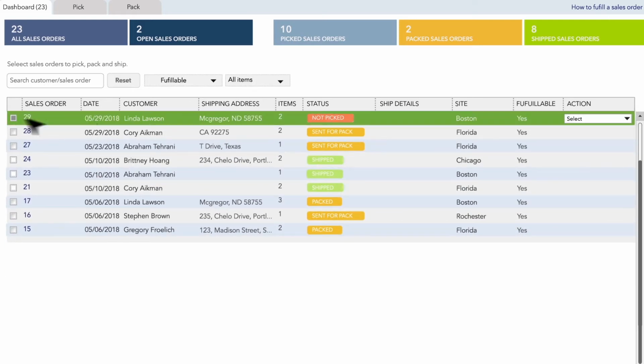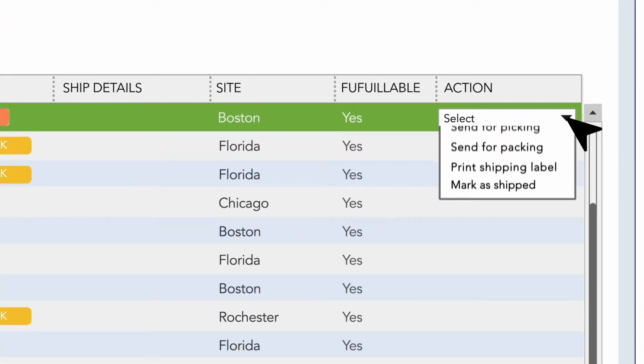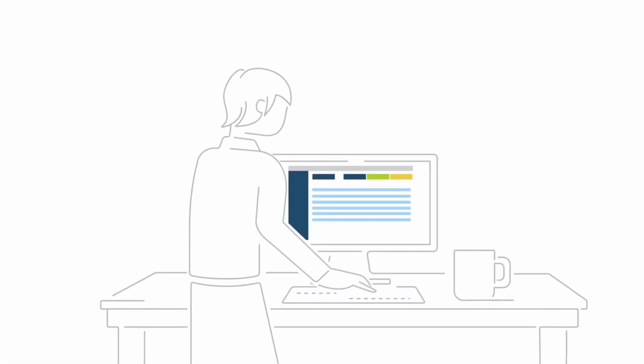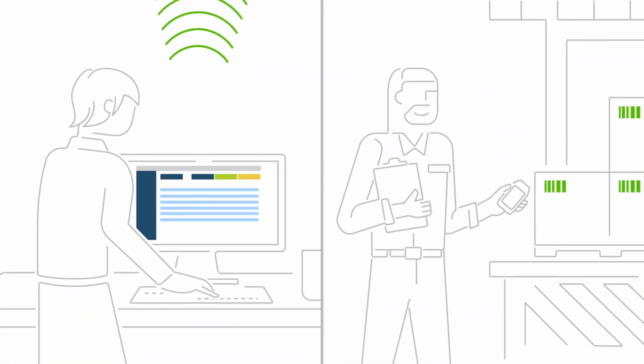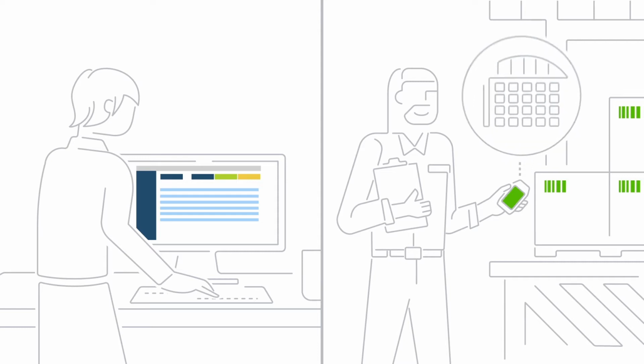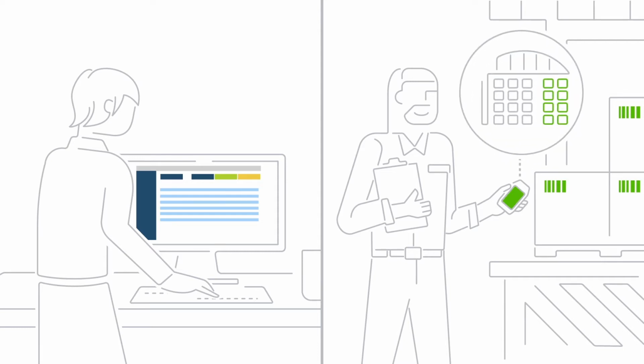Once you identify an order you want to fill, you can send it for picking. You can include instructions to the picker and send the order electronically to a mobile scanner or your Android device, eliminating your need to print pick lists.